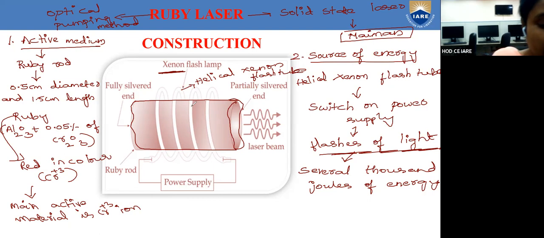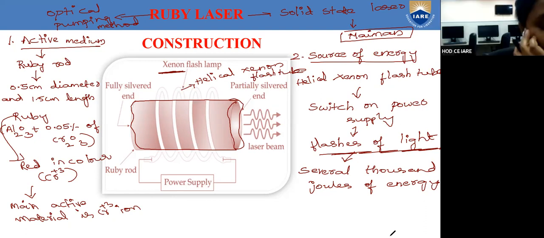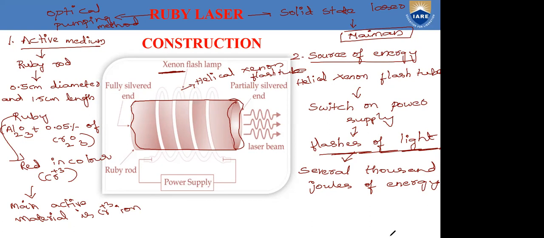Now coming to the third part. What is our third part, students? Look at the block diagram of a laser system and tell me what should be the third part, apart from the active medium and the source of energy. No one is there to answer today. Optical resonator.